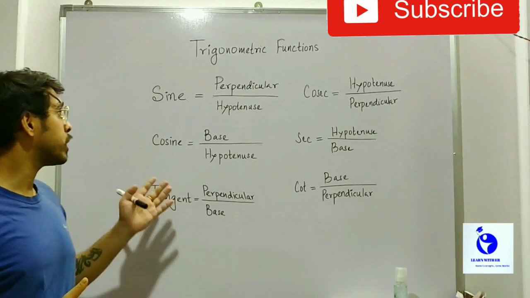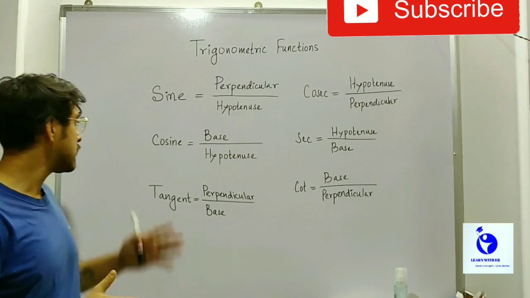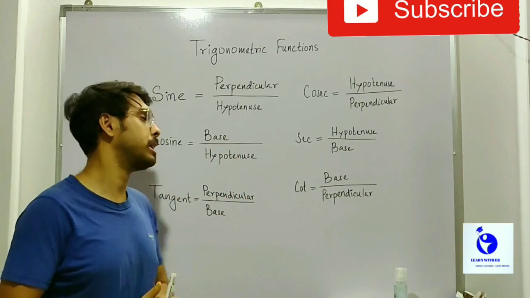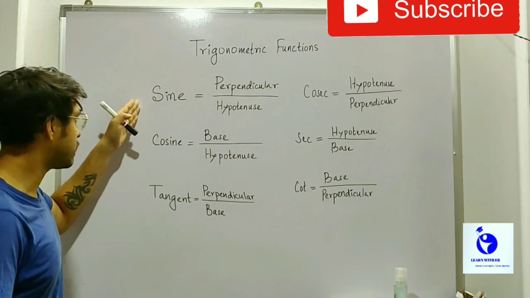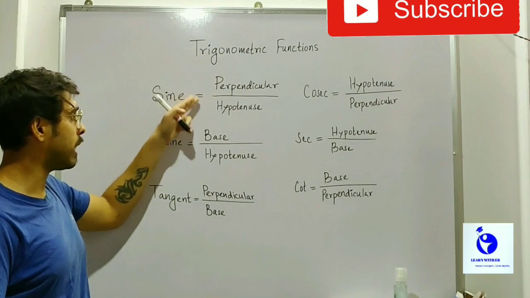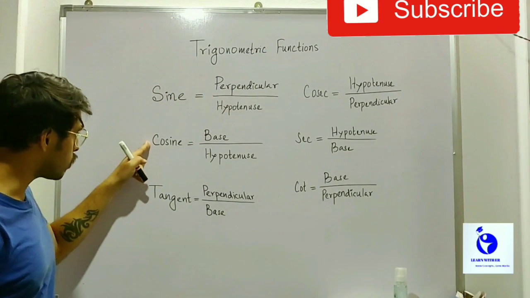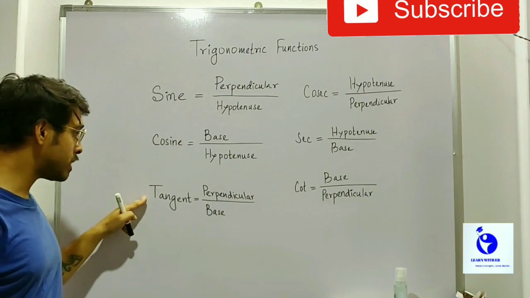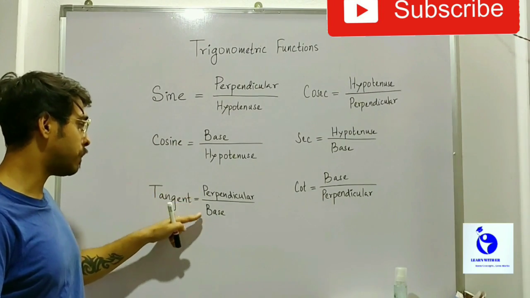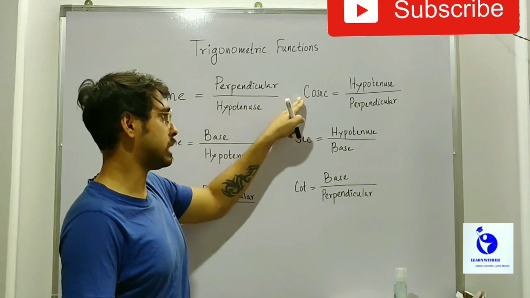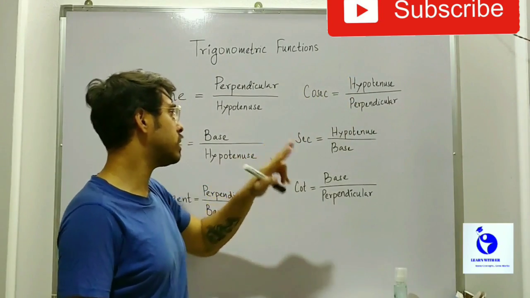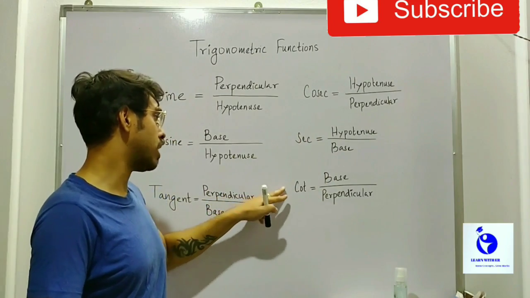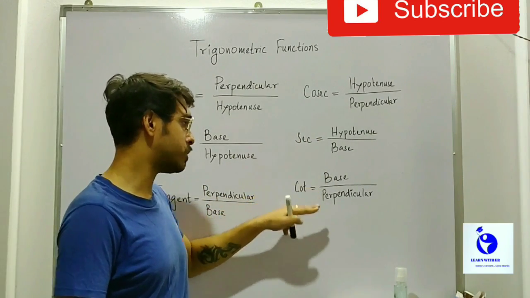To start with, we are going to introduce trigonometric functions, the 6 basic trigonometric functions, which is all about trigonometry. To start with, we are going to talk about sine. Sine stands for perpendicular by hypotenuse. Next we have cosine. Cosine stands for base by hypotenuse. Next we have tangent. Tangent stands for perpendicular by base. Next we have cosec. Cosec stands for hypotenuse by perpendicular. Next we have sec. Sec stands for hypotenuse by base. Next we have cot. Cot stands for base by perpendicular.